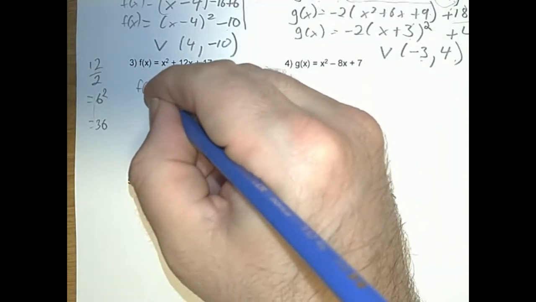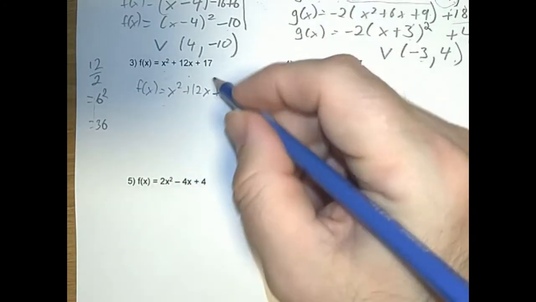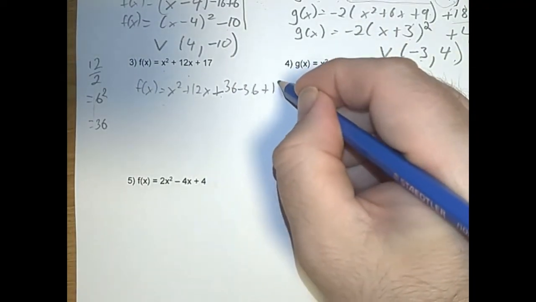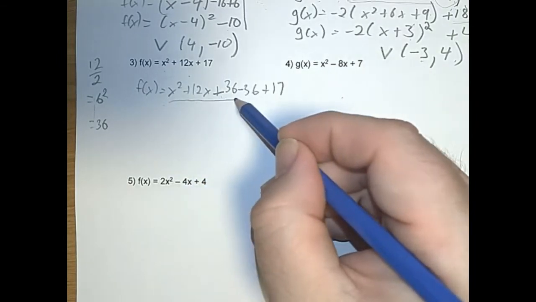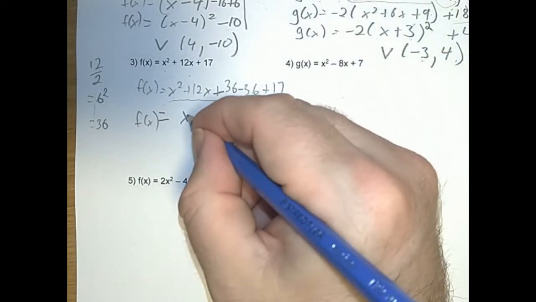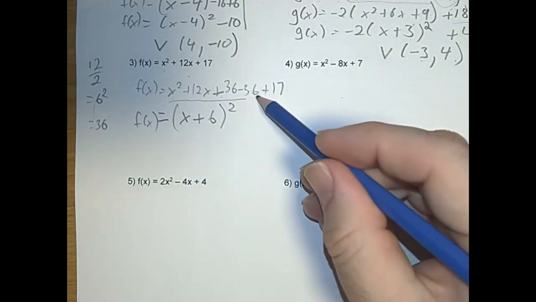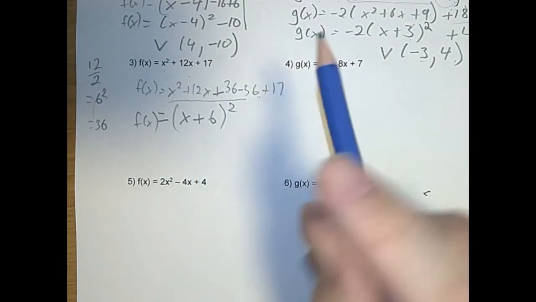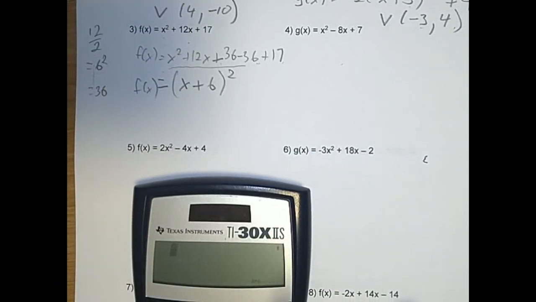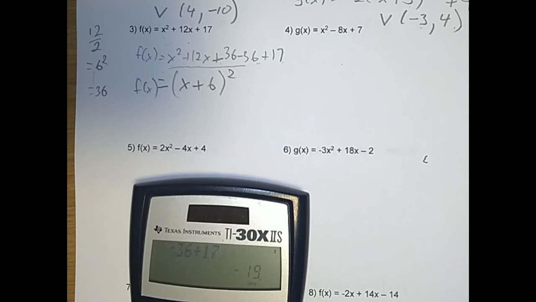So then you go f of x equals x squared plus 12x plus the 36 minus the 36 plus the 17 there. Now, this part is the perfect square, so we can write the answer right away. You can go x plus 6, always the sign of the middle. The negative one surprisingly always comes out, and then we can put this in the calculator, minus 36 plus 17. Let's see what that comes out to. Minus 36 plus 17 is minus 19.